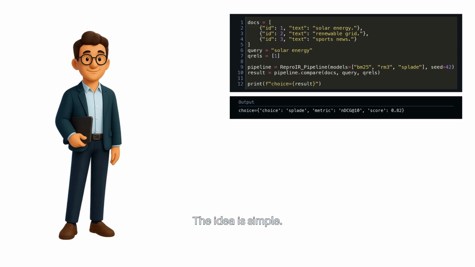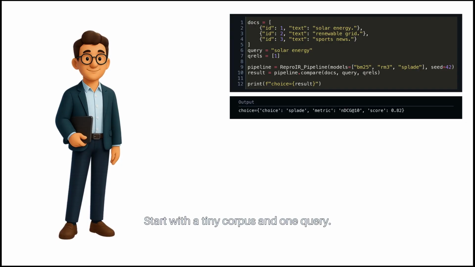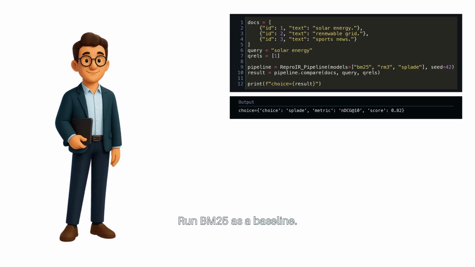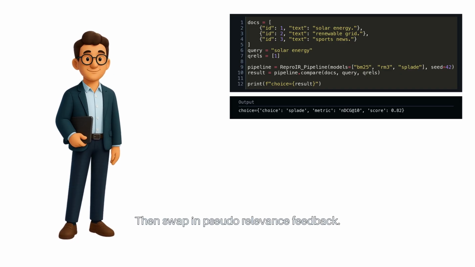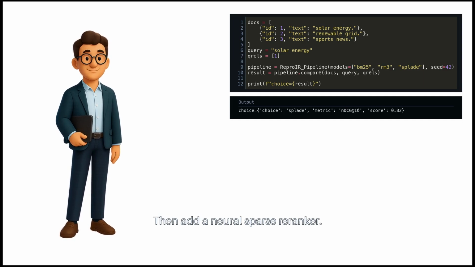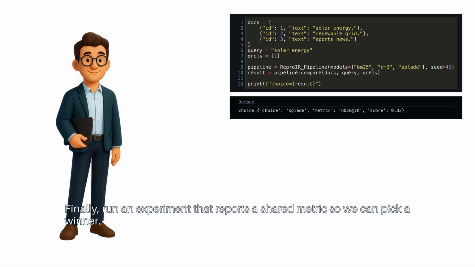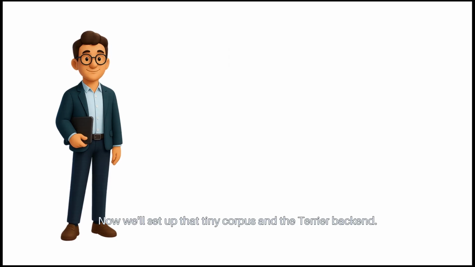The idea is simple. Start with a tiny corpus and one query. Run BM25 as a baseline. Then swap in pseudo-relevance feedback. Then add a neural sparse reranker. Finally, run an experiment that reports a shared metric so we can pick a winner. Now, we'll set up that tiny corpus and the Terrier backend.